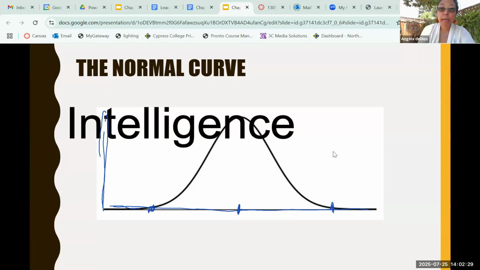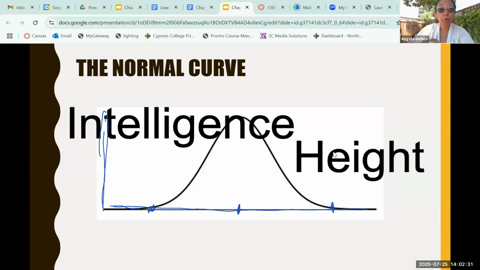We also know that height is also normally distributed. It is separated by gender, though, because men and women have different average heights, right? Men tend to be taller on average. So there are two different sort of distributions for men and for women in terms of their height.